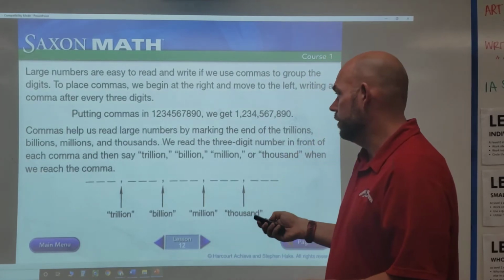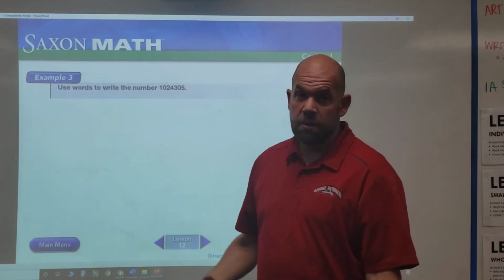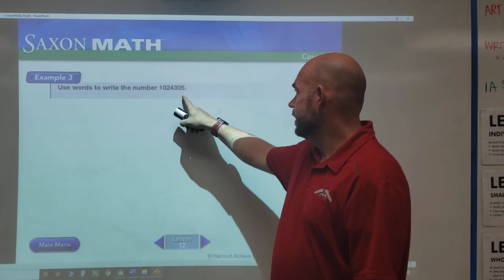So when you write your answers out, if you have more than 3 digits, you should be using a comma. It will make it easier for your teacher to see your work, and it'll be easier for you to identify where certain digits are. All right, so use words to write this number. I'm simply going to say it. I'm not going to write out the words today. It'd take me too long.